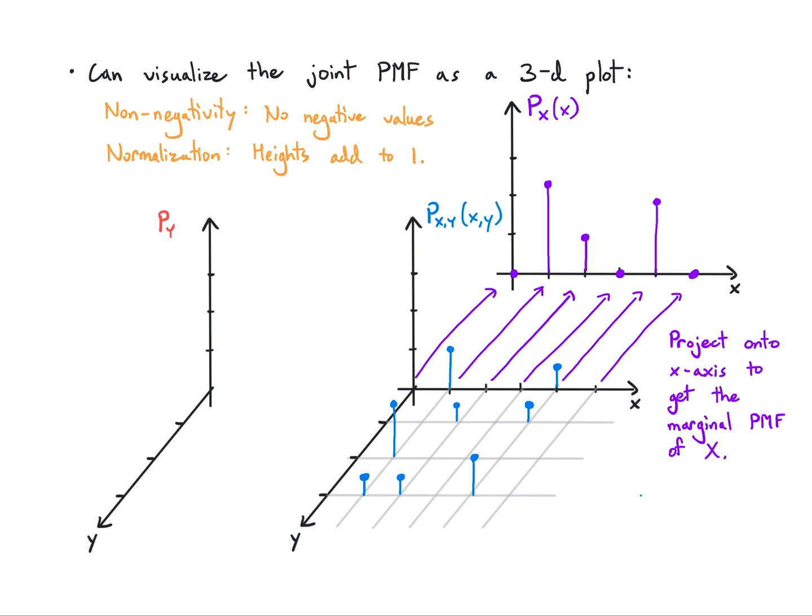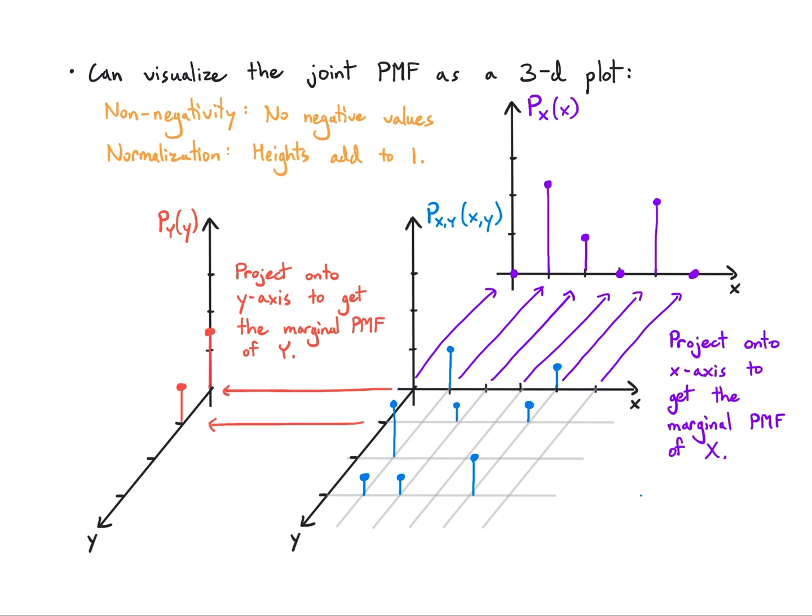Same thing for y. I would sum up over the x-axis, which is kind of like projecting onto this y-axis, and I'll get the marginal PMF of y. So you can check that these heights actually work out to be the sum of the heights in each line. Okay, so that's a visualization of how I get the marginal PMFs from the joint PMF. And you can see that if I gave you the individual PMFs, there's no way you would be able to guess the shape of the joint PMF without more information.